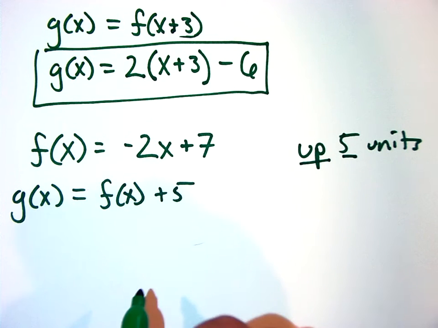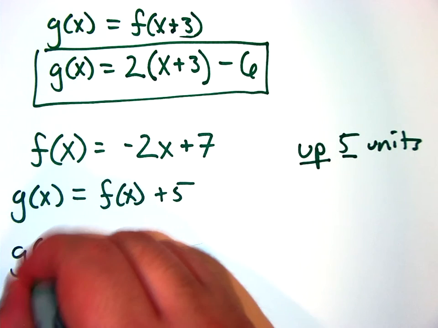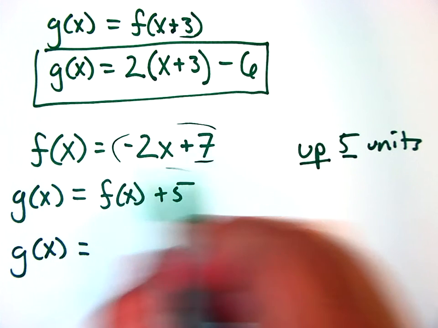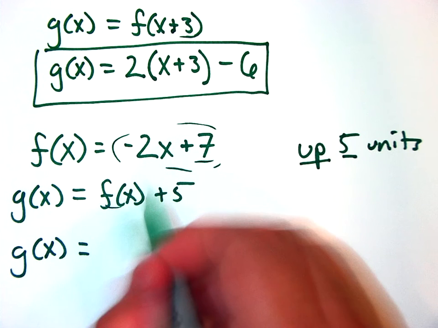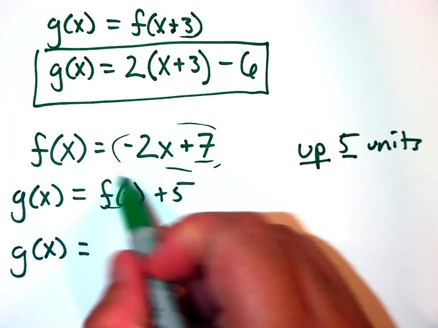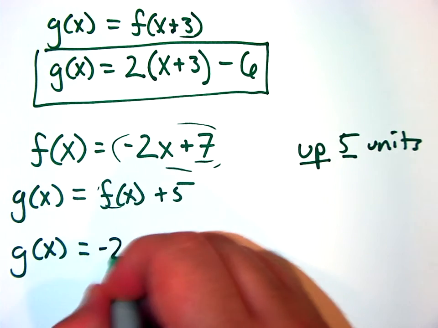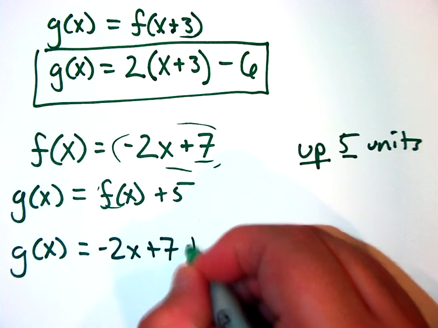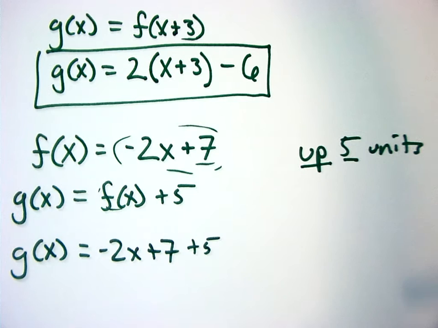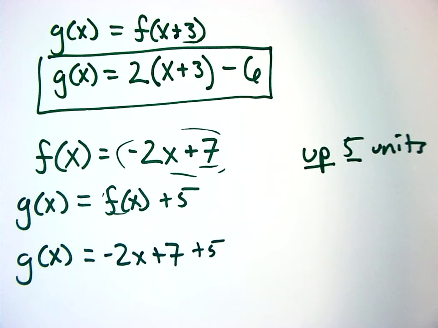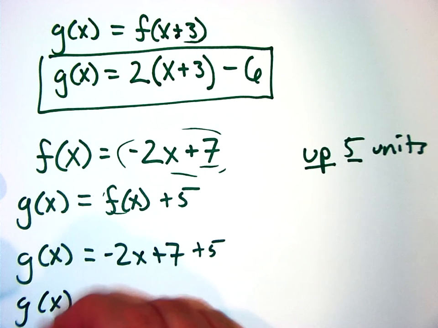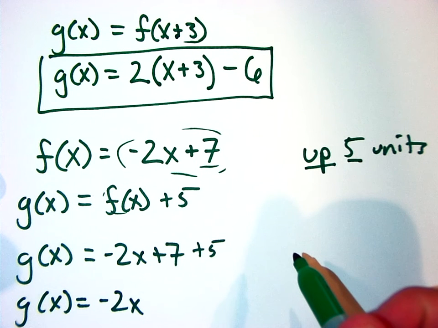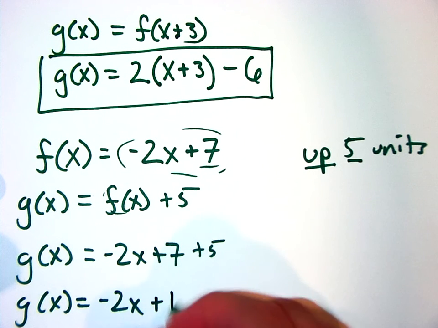And when I go to substitute it in, I'm going to do g of x equals negative 2x plus 7, which is substituted for f of x. Then I have to bring this plus 5 down, plus 5. If we go farther and simplify, you're going to get g of x equals negative 2x plus 12.